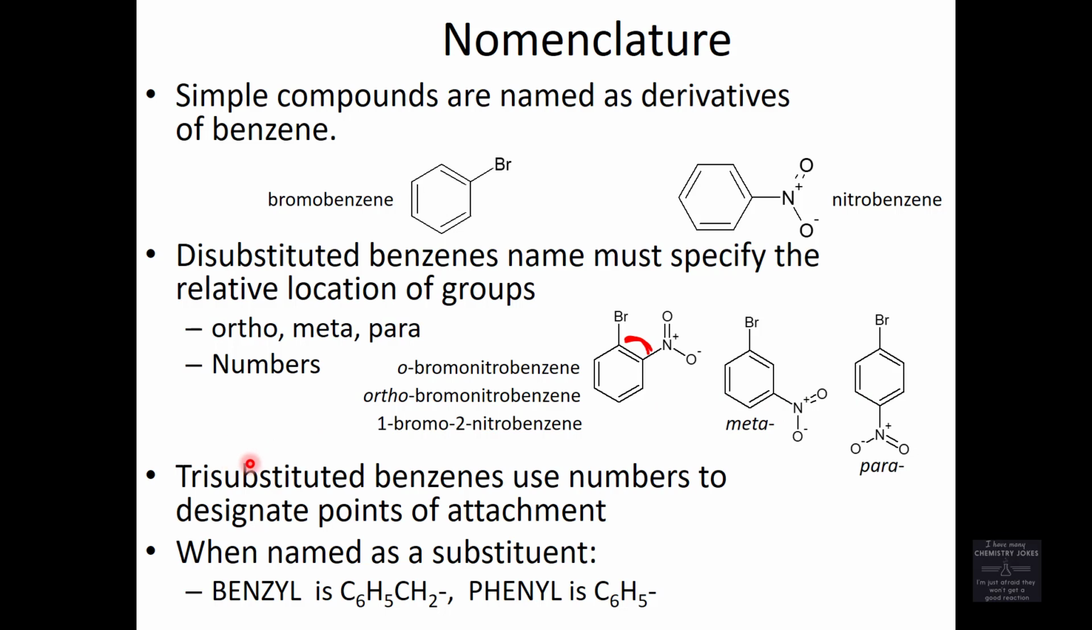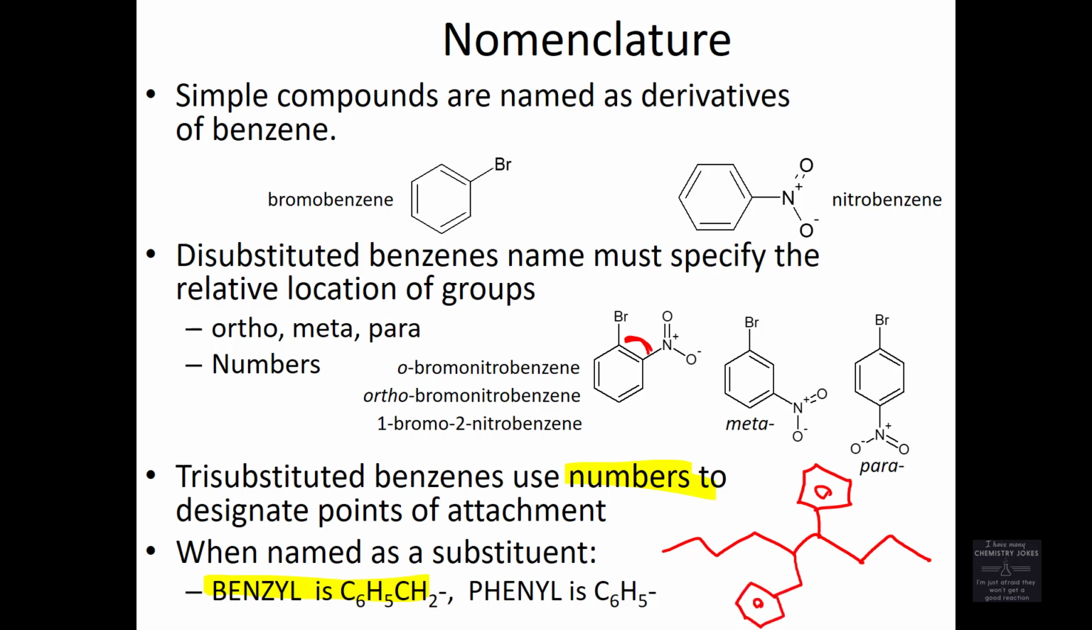But if you have more than two substituents, you have to use numbers. You must use numbers. A couple little things down here. We've talked about a phenyl before. A phenyl is anytime you have a group with a benzene hanging off, and that is named as a side chain. A benzyl is a CH2 benzene hanging off.